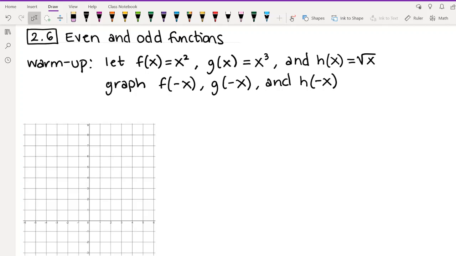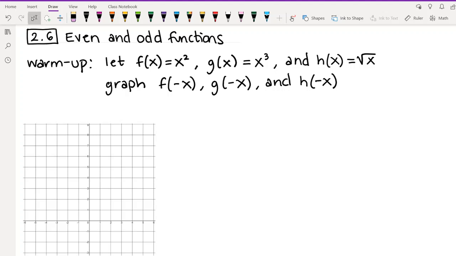Hi everyone! So in this video, we're going to be talking about special types of functions that are called even and odd functions. And so we'll see that not every function is even or odd. It's basically just a sort of special category of function that certain functions belong to. So in order to get the ball rolling on this topic, I'd like you to do kind of a warm-up.